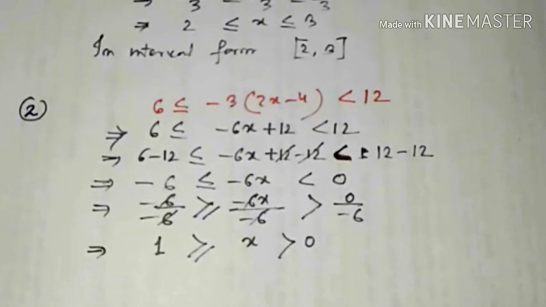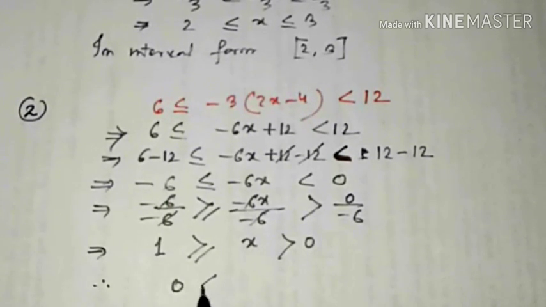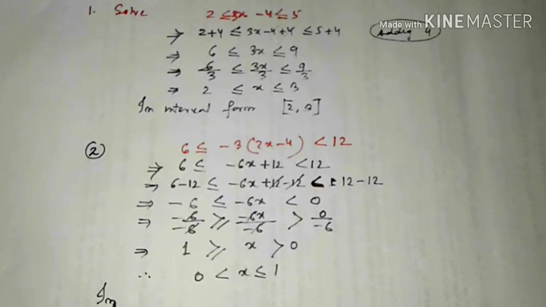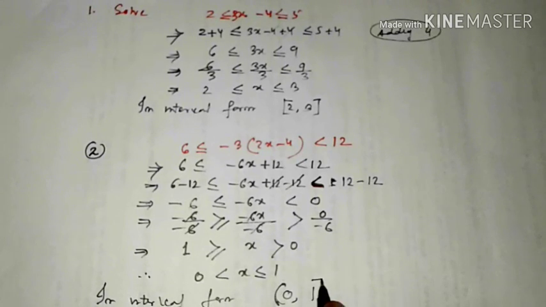This is the solution. We can write therefore 0 less than x less than equal 1. Interval form we can write as 0, 1. This is open, but this is close interval.